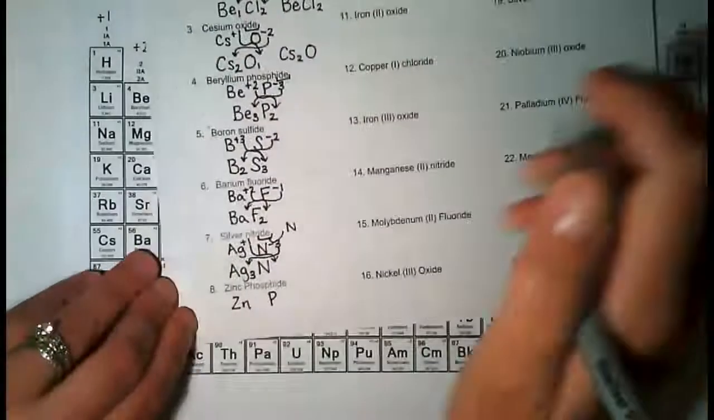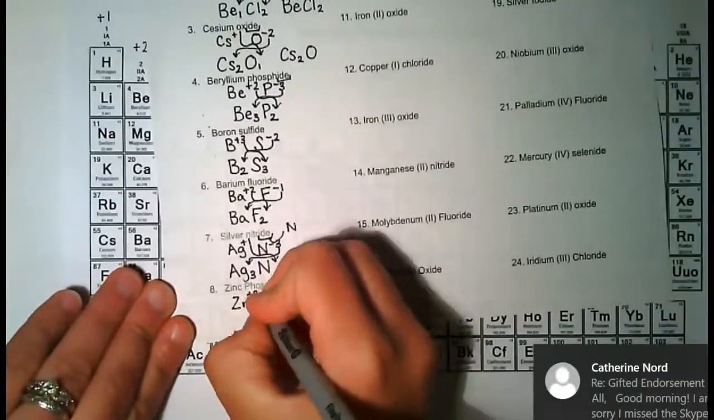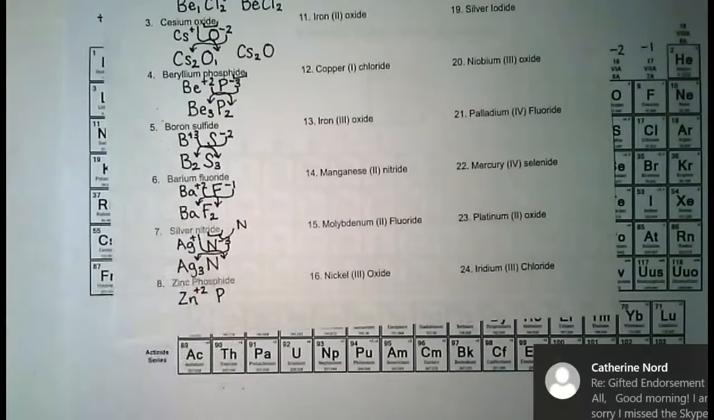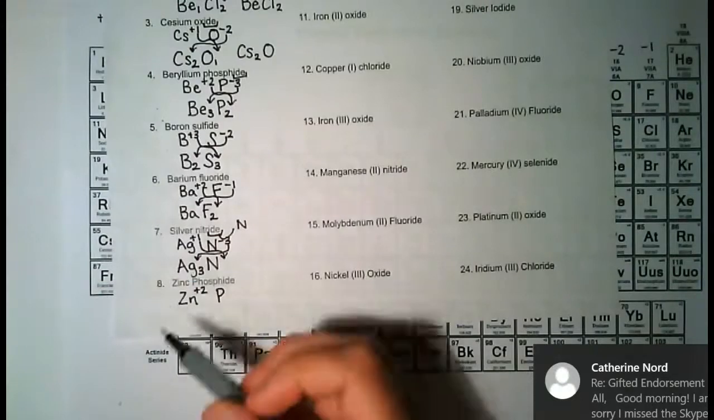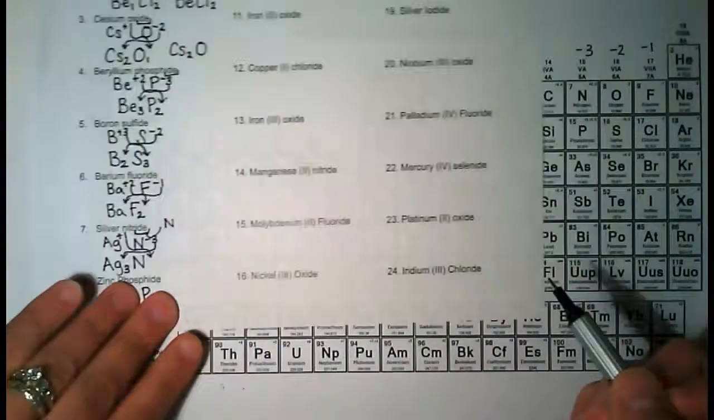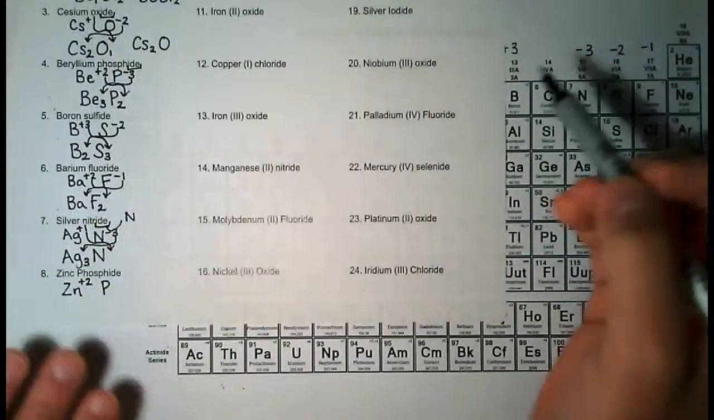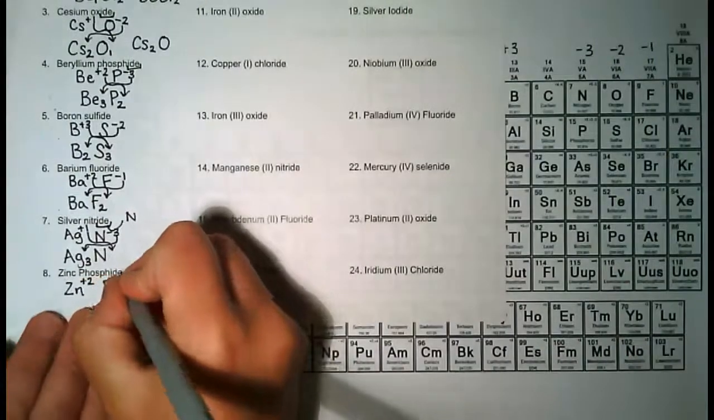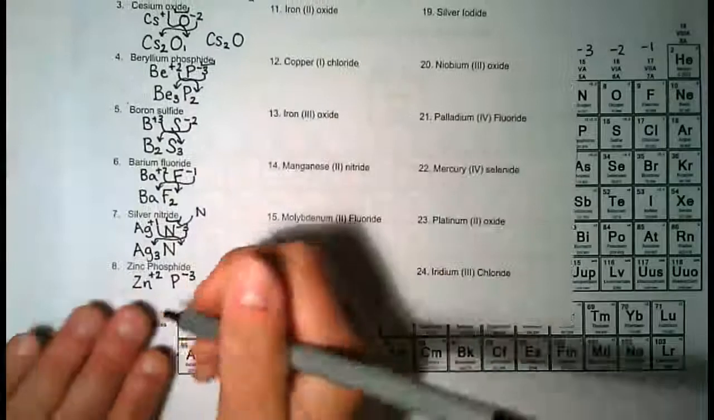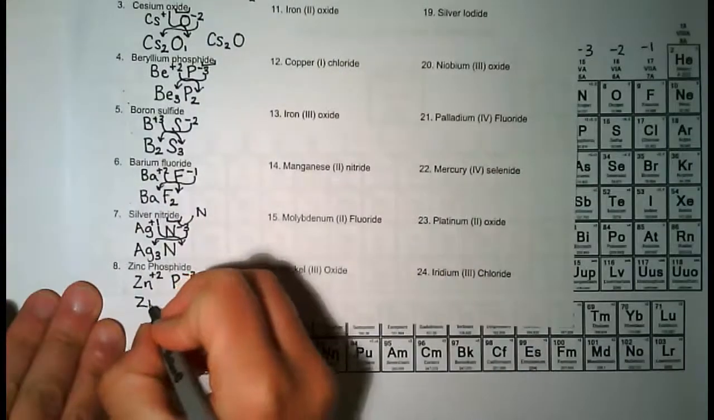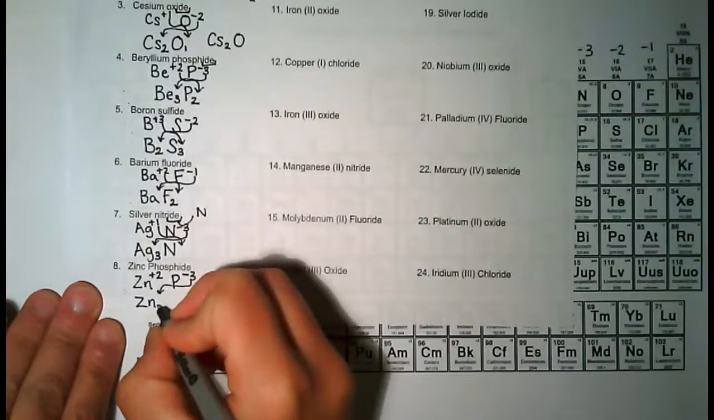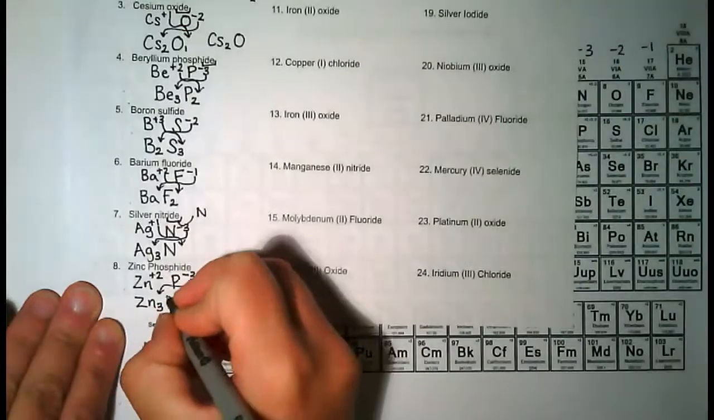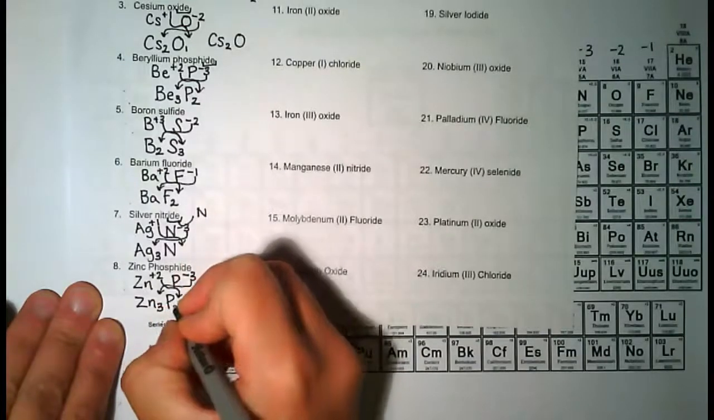So zinc is +2, and phosphorus has a -3 oxidation state. When we do our crisscross here, we get Zn. This 3 comes down, Zn3, and then P2.